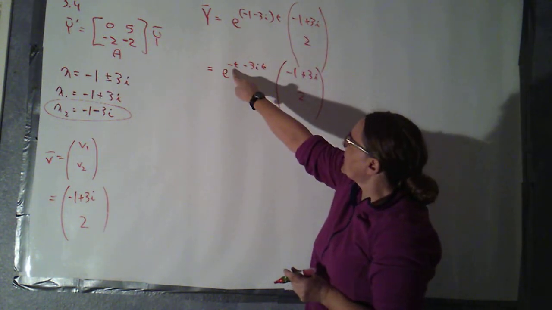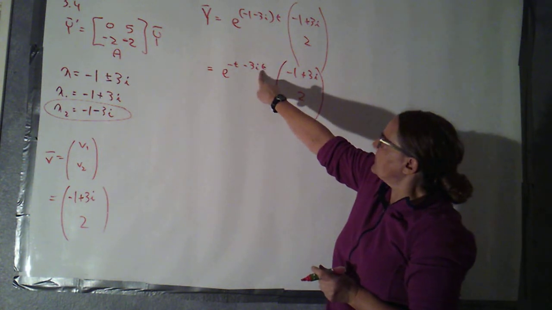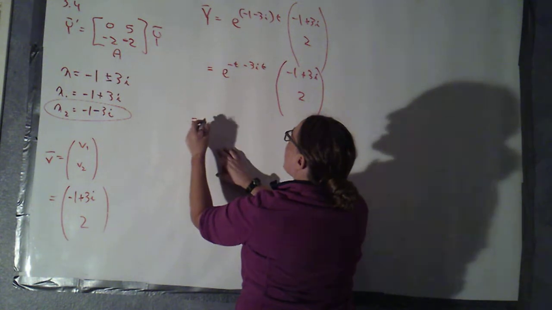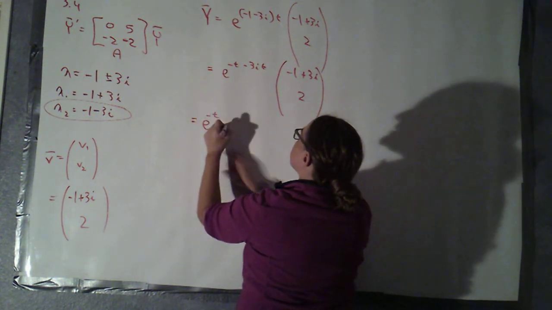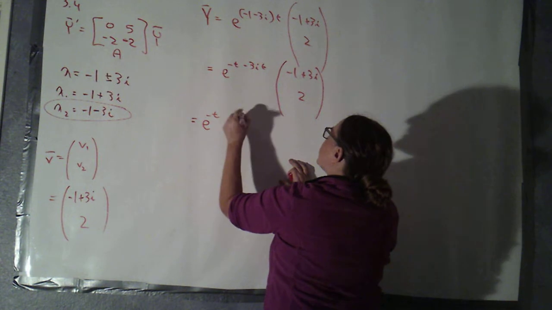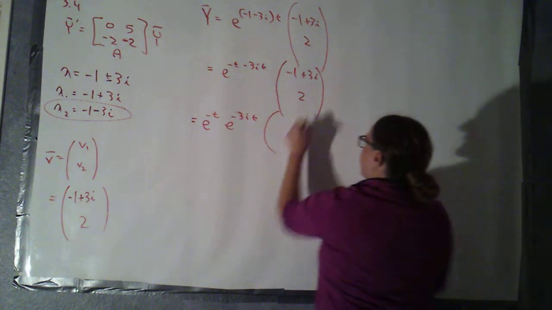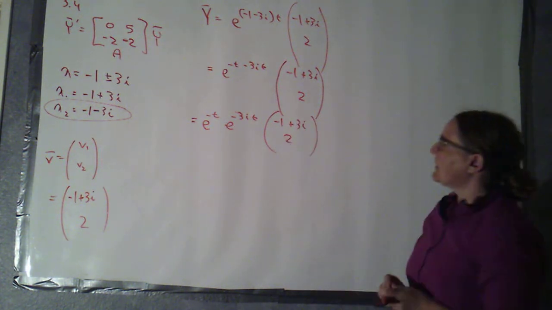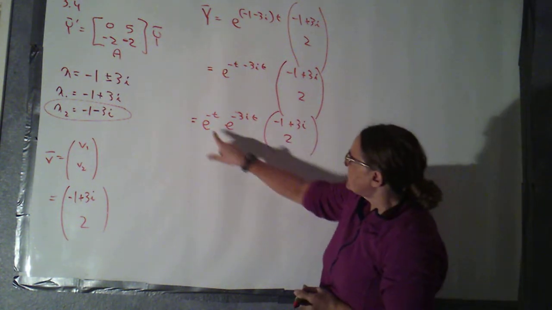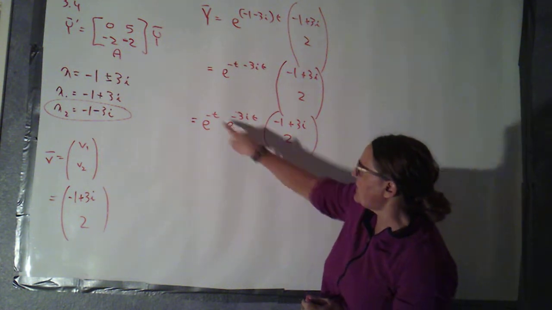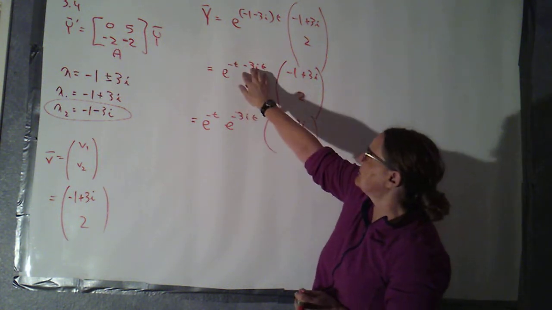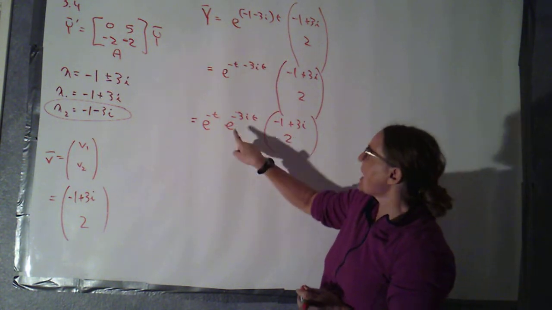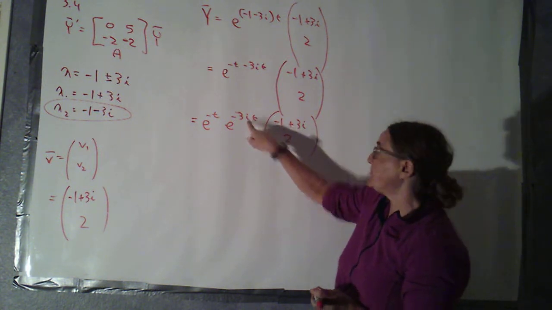So here I've got a real part and then the imaginary part. I'm going to split that up. I'm going to say that's the same as e to the negative t times e to the negative 3it, and then still times my eigenvector. Now I can do that because if I'm multiplying things with the same base, I would just add the exponents. And here, that was just adding the exponents. So I write it as e to the real part times e to the imaginary part times i.